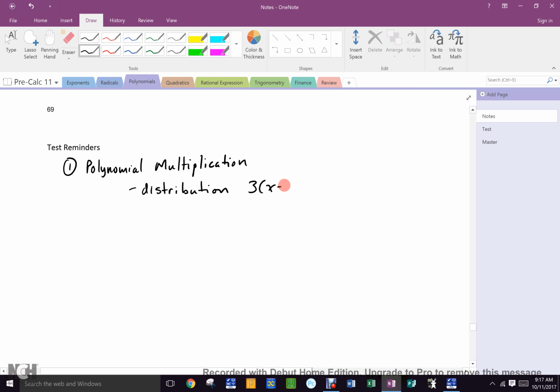3x minus 7. What would the answer be? That's first flavor, flavor 1. That's vanilla, right? Let's move on to strawberry. Strawberry would be binomial distribution.